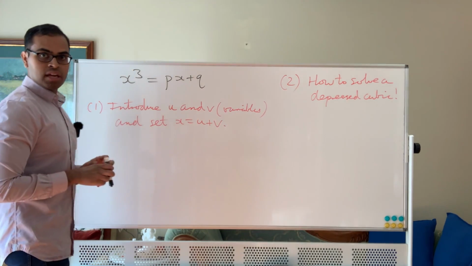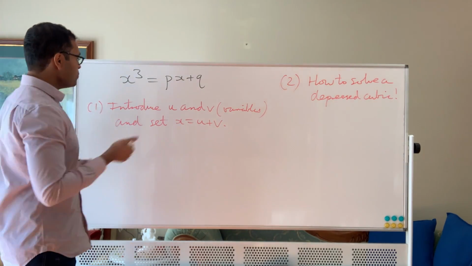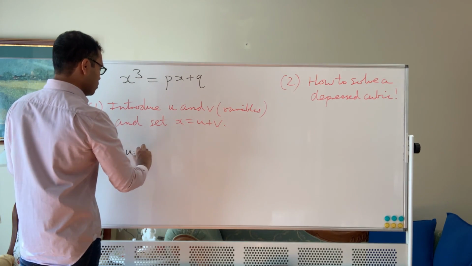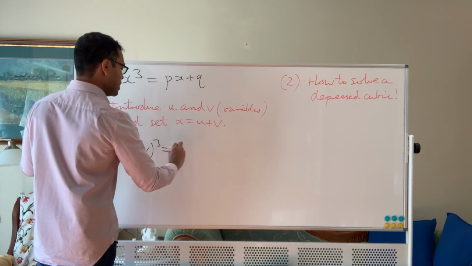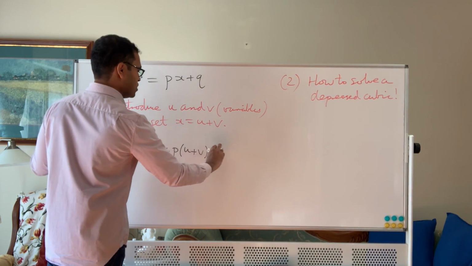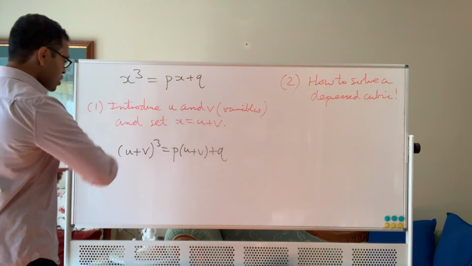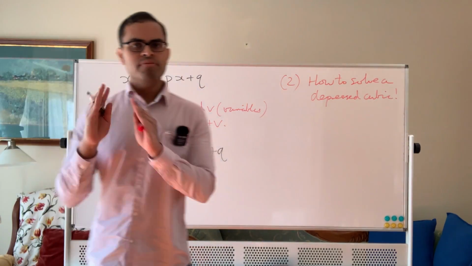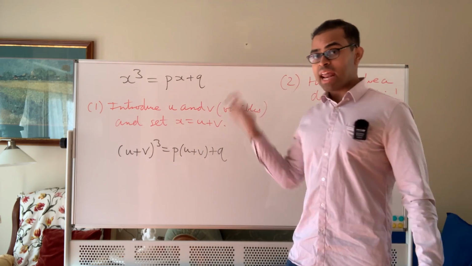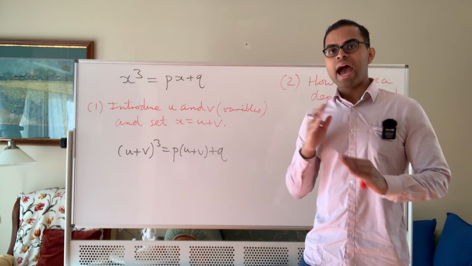We substitute, and we're going to use the binomial theorem. We get u plus v cubed is equal to p times u plus v plus q. Remember, p and q are constants here, and u and v are the variables. We're going to try to find out what u and v should be, and then we get the original x by just adding them up.